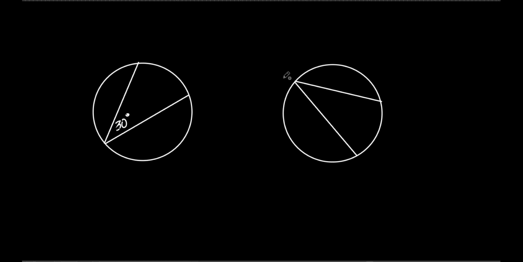So watch. If that's 30 and that's 30, what must be true about this arc and this arc right here? They've got to be equal to each other. Let me read the theorem. It says in congruent circles, and I made these congruent because I copied and pasted, so they are congruent circles. It says inscribed angles are congruent if they intercept congruent arcs.